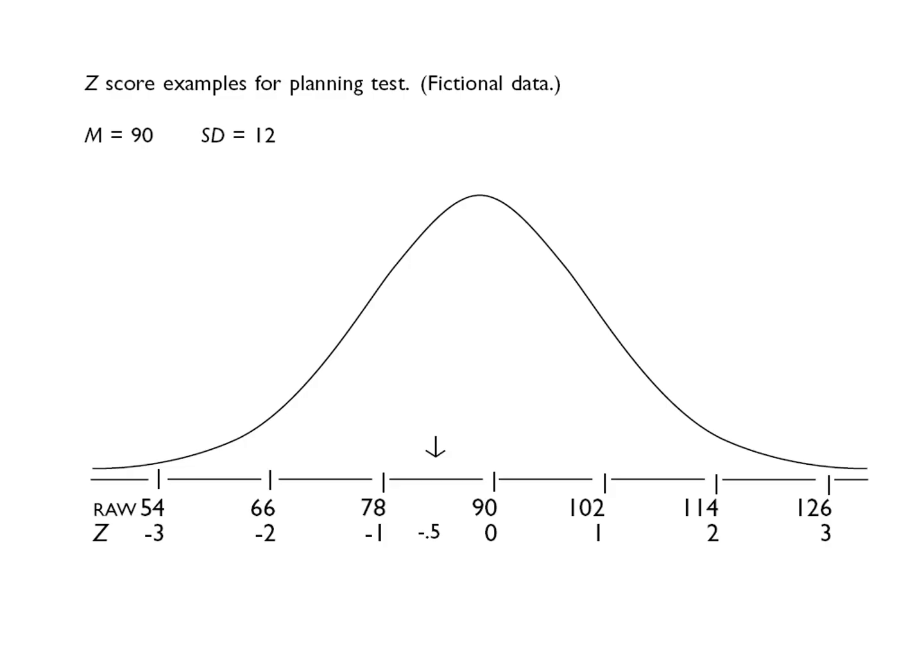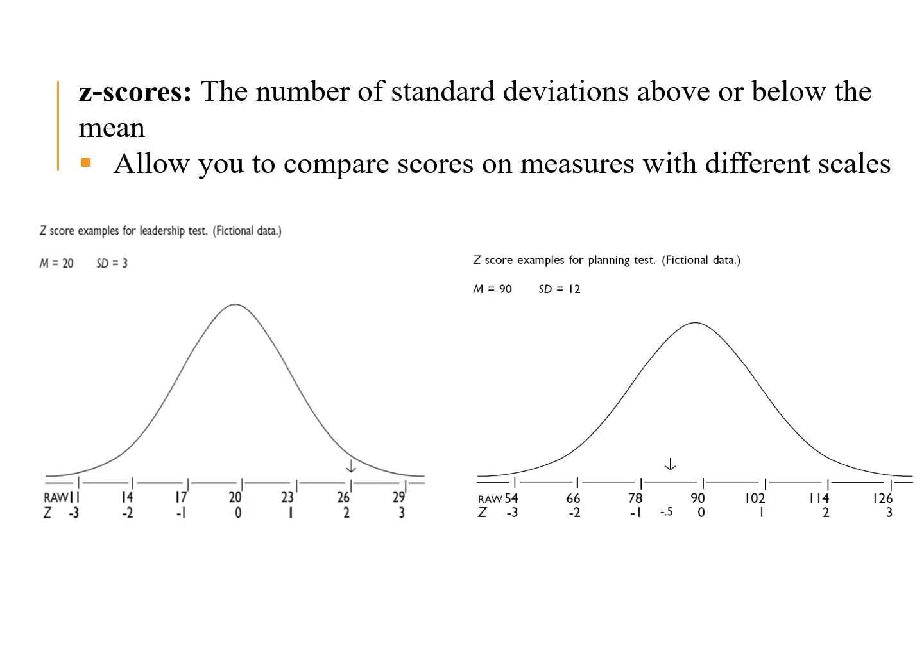Now, let's look at this example. Say the same person takes a test on planning ability and they score an 84. That sounds pretty high, right? Especially when their last score was a 26. But if the mean score is 90 and the standard deviation is 12 for this test, this person has scored half a standard deviation below the mean. They are slightly below others who took the same test.